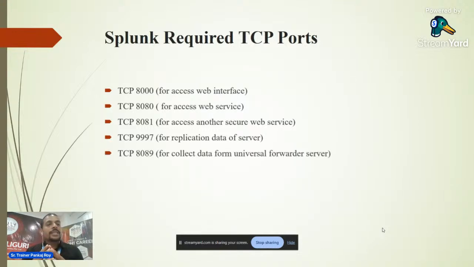The second port is 8089. 8089 is another type of port. It collects the data from any server, like a Linux server, web server, Mac server, Unix server, a router also, a switch also. These ports should be applied, should be open, so the Splunk server can collect the data from any end device.